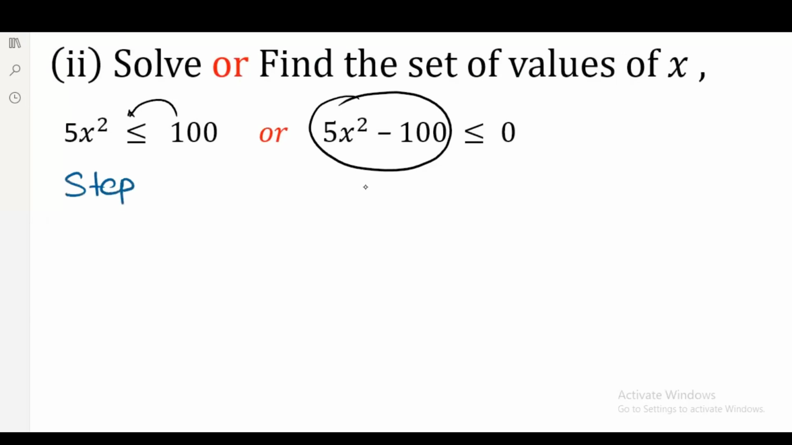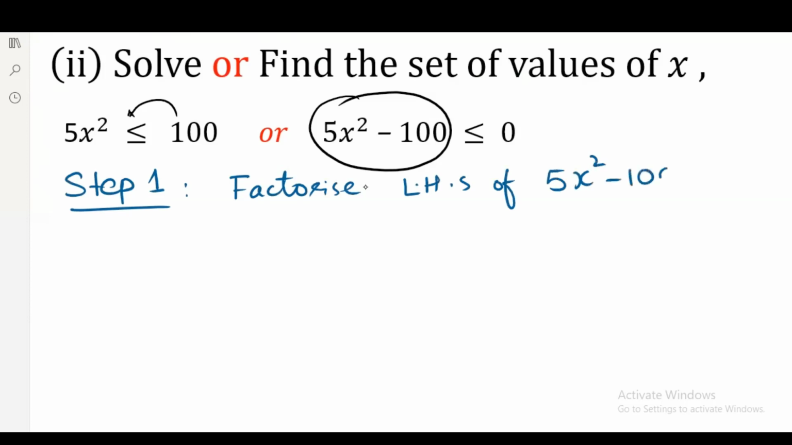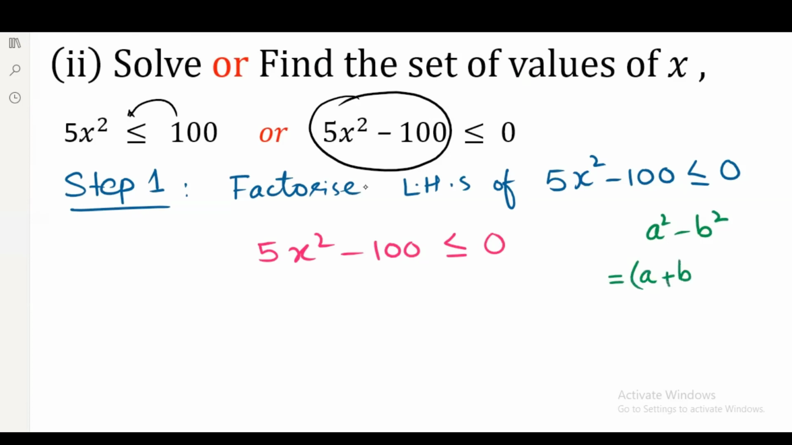Step number 1. Factorize the left hand side of this inequality, 5x squared minus 100 lesser than equal to 0. So we are going to factorize this. Before factorization, recall the identity a squared minus b squared equals a plus b times a minus b.